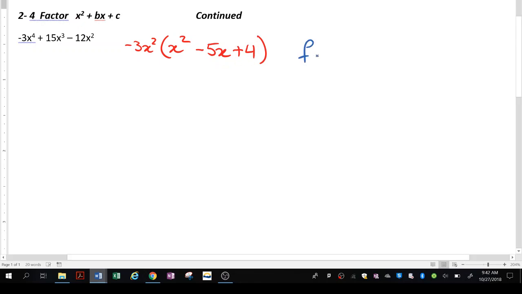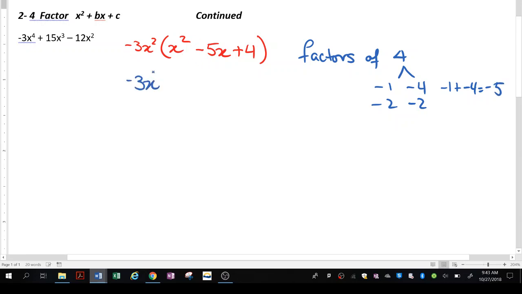So we're going to look at the factors of 4, and we want something that sums to negative 5. Now, in the previous lesson, we looked at if this was negative and this was positive, then our factors of 4 have to both be negative. And you'll see right away that negative 1 and negative 4 sum to negative 5. And so our factors then, we have this negative 3x squared here, and then these will be our two values for our binomial, x minus 1, x minus 4.